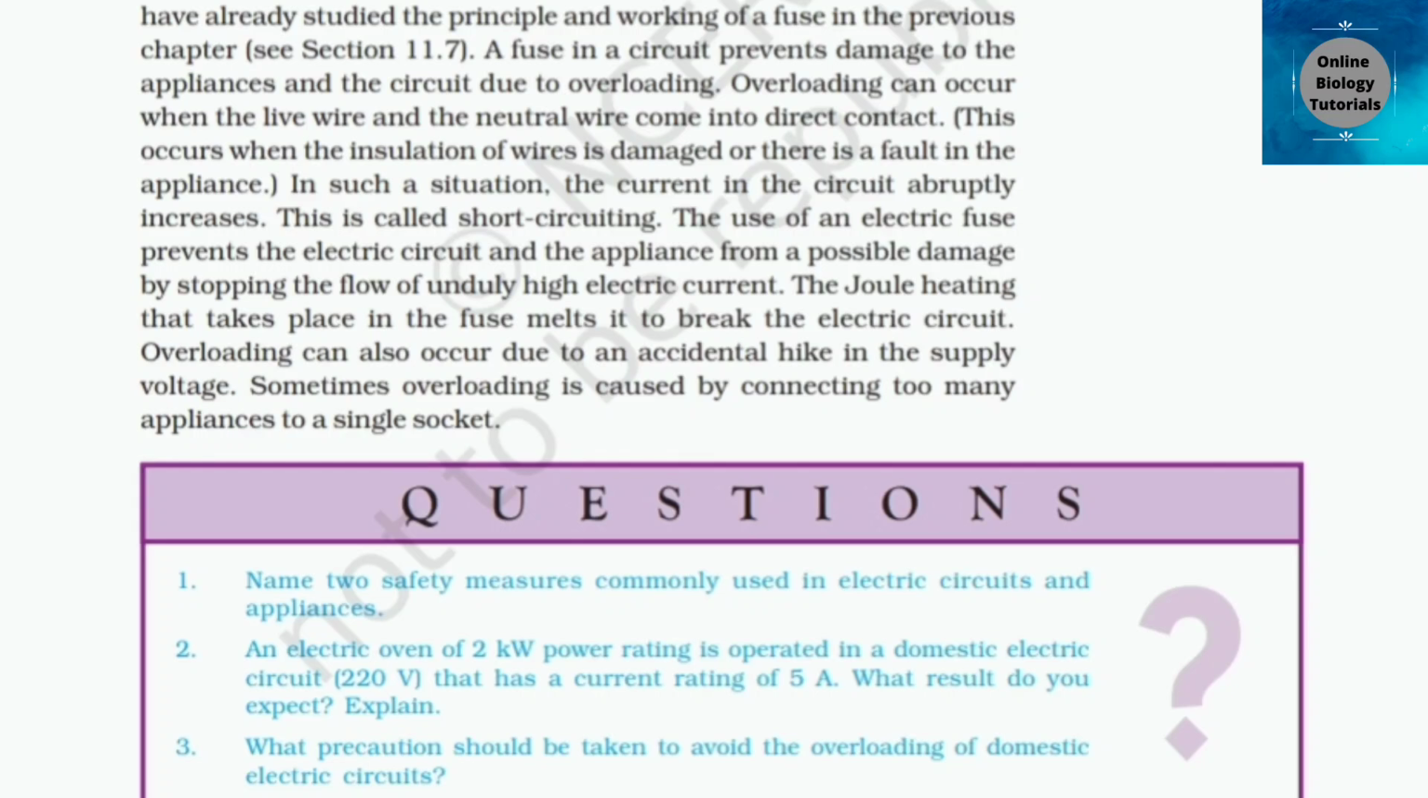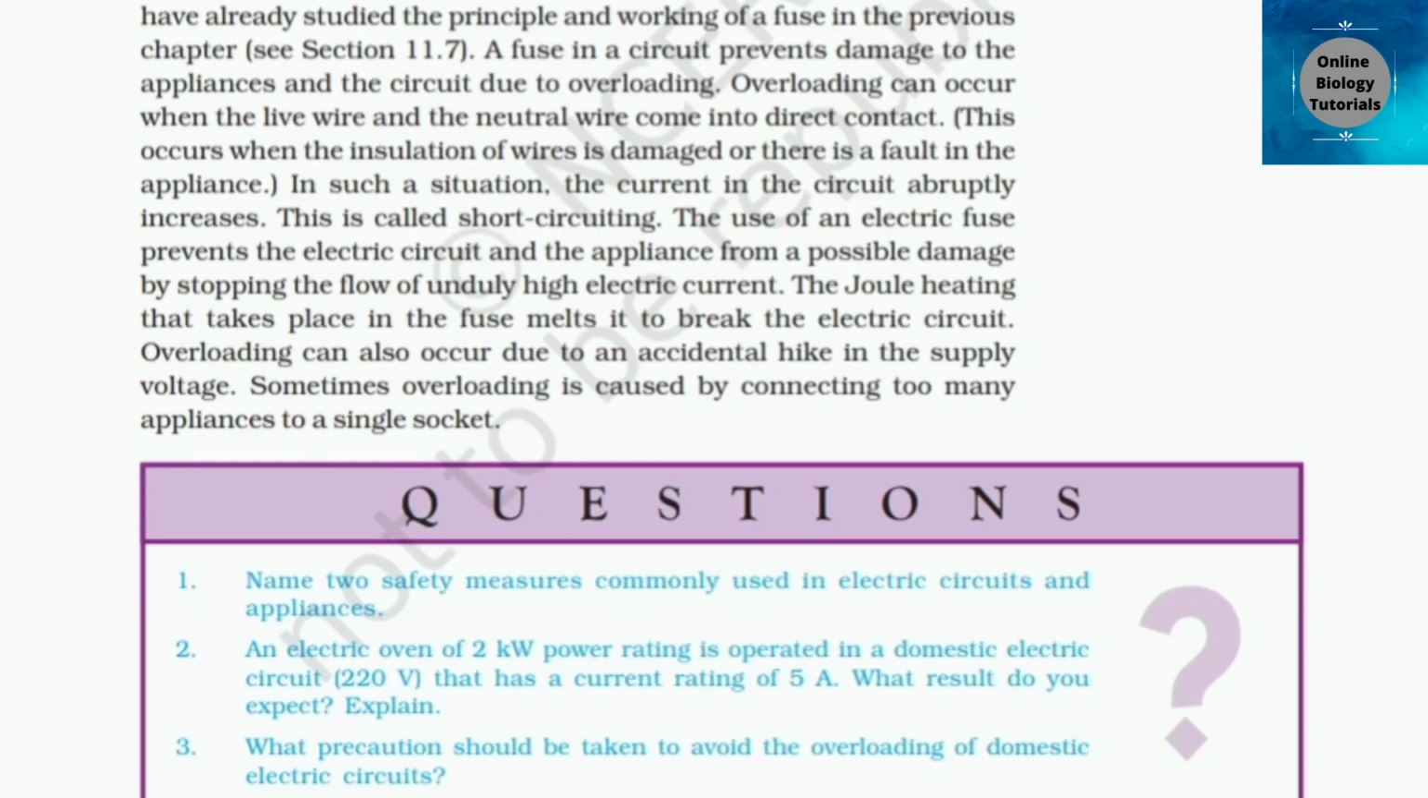In such a situation, the current in the circuit abruptly increases. This is called short-circuiting. The use of an electric fuse prevents the electric circuit and the appliance from a possible damage by stopping the flow of unduly high electric current. The joule heating that takes place in the fuse melts it to break the electric circuit. Overloading can also occur due to an accidental hike in the supply voltage. Sometimes overloading is caused by connecting too many appliances to a single socket.